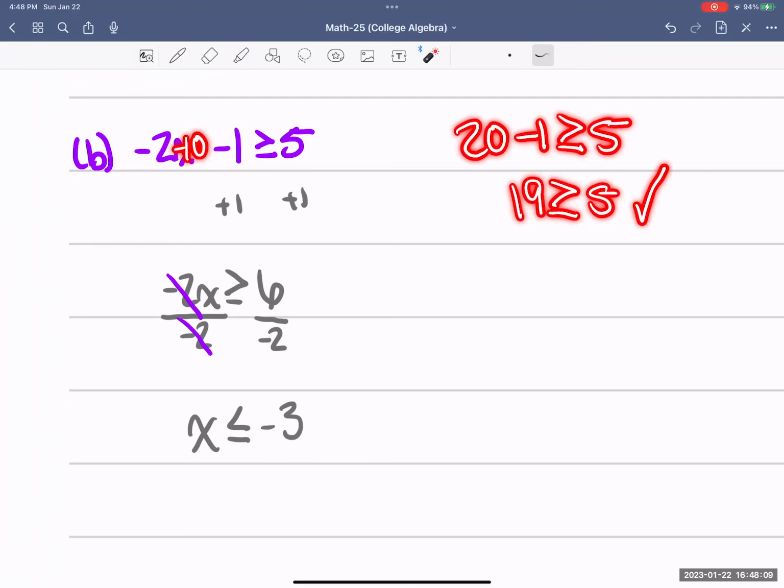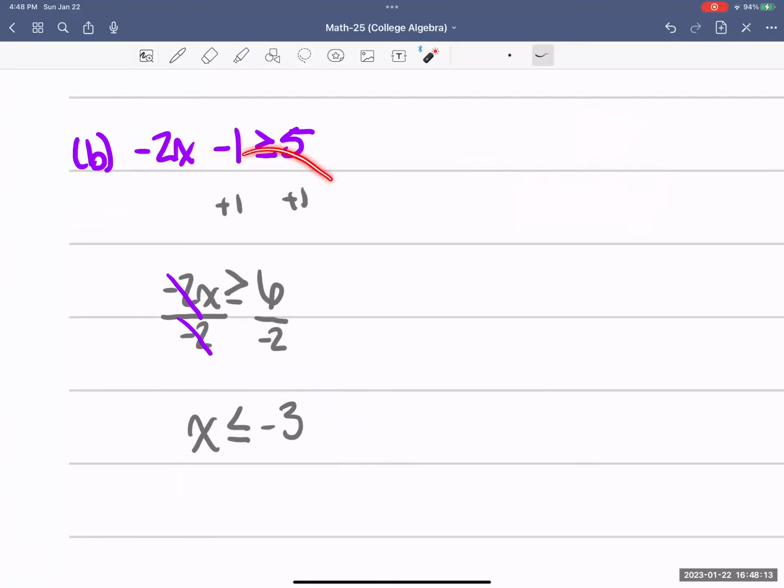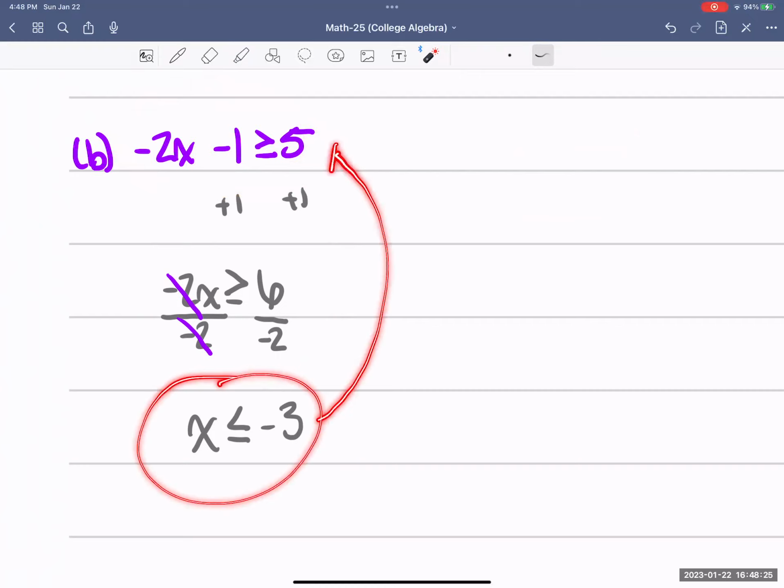Which is correct. So we just proved that what we have here is, as long as we did the math correctly, we didn't make any sign errors or make any mistakes there. We proved that this here is true, or that this here is a solution to this inequality.